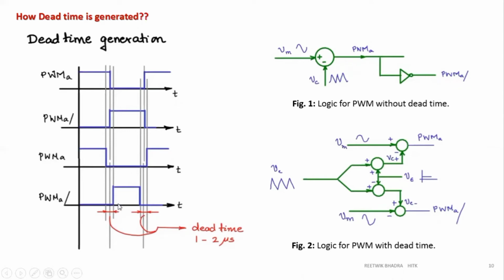So it will be turned on at a later point after that. So we have 3 points over here, 3 lines drawn over here. So now what we need is this figure, PWM A and A bar. You see between PWM A and A bar there is a sufficient 1 to 2 microsecond dead time present.